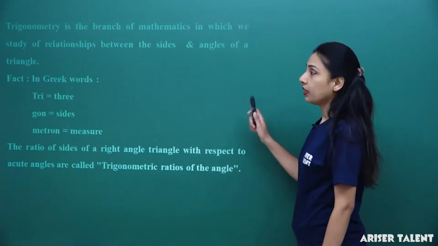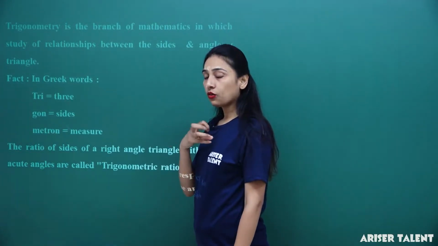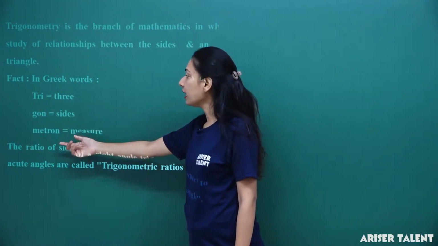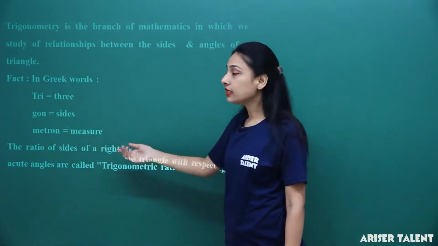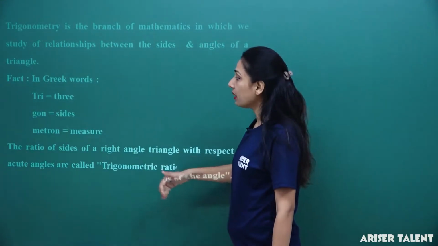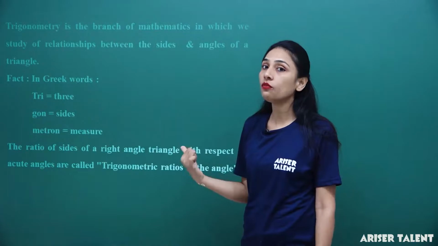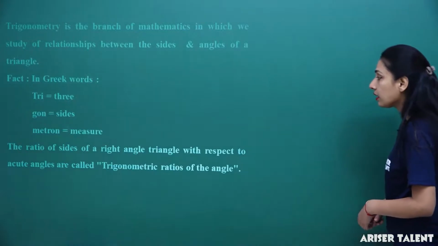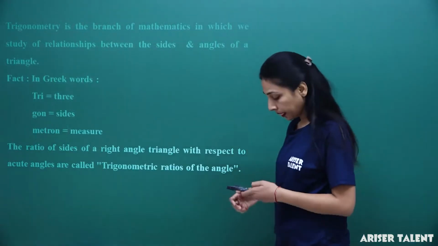As for the summary, first we understood that trigonometry is a word made of two Greek subwords, trigon and metron. Tri means three, gon means sides, and metron means measure, that means something containing three sides. So the measurement of a triangle is what trigonometry means. Now the ratios of sides of a right angle triangle with respect to acute angles are called trigonometric ratios of the angle.